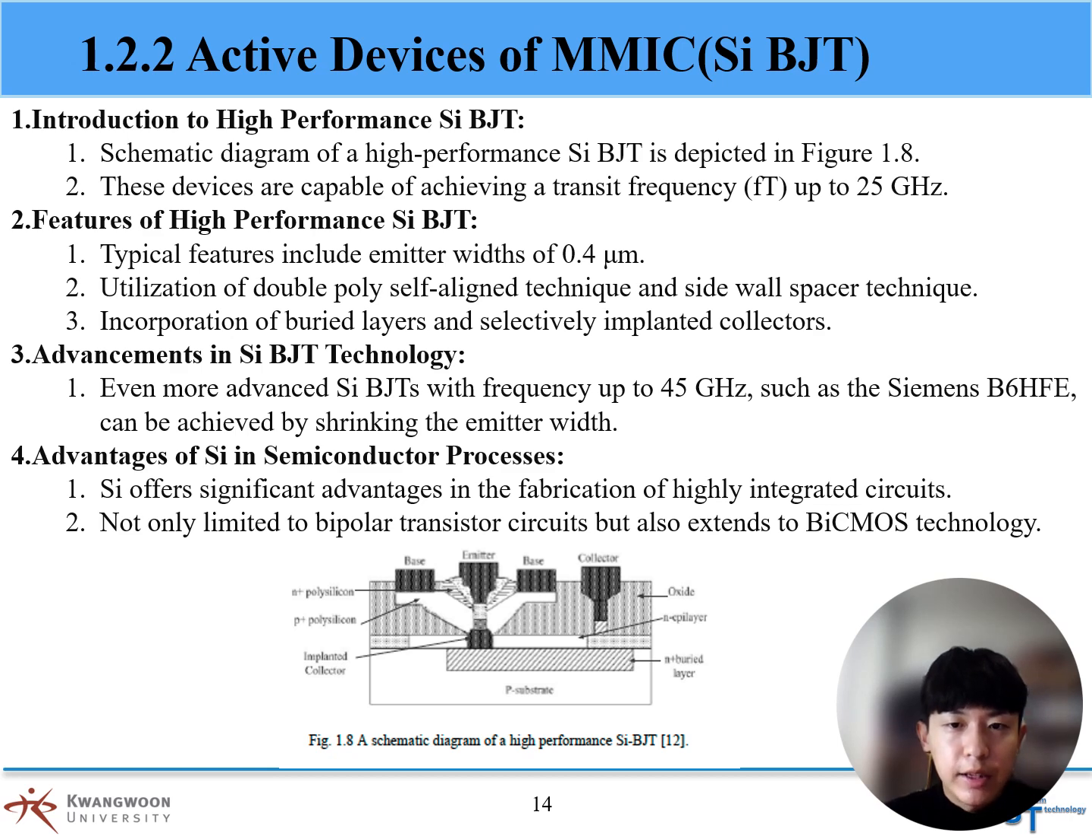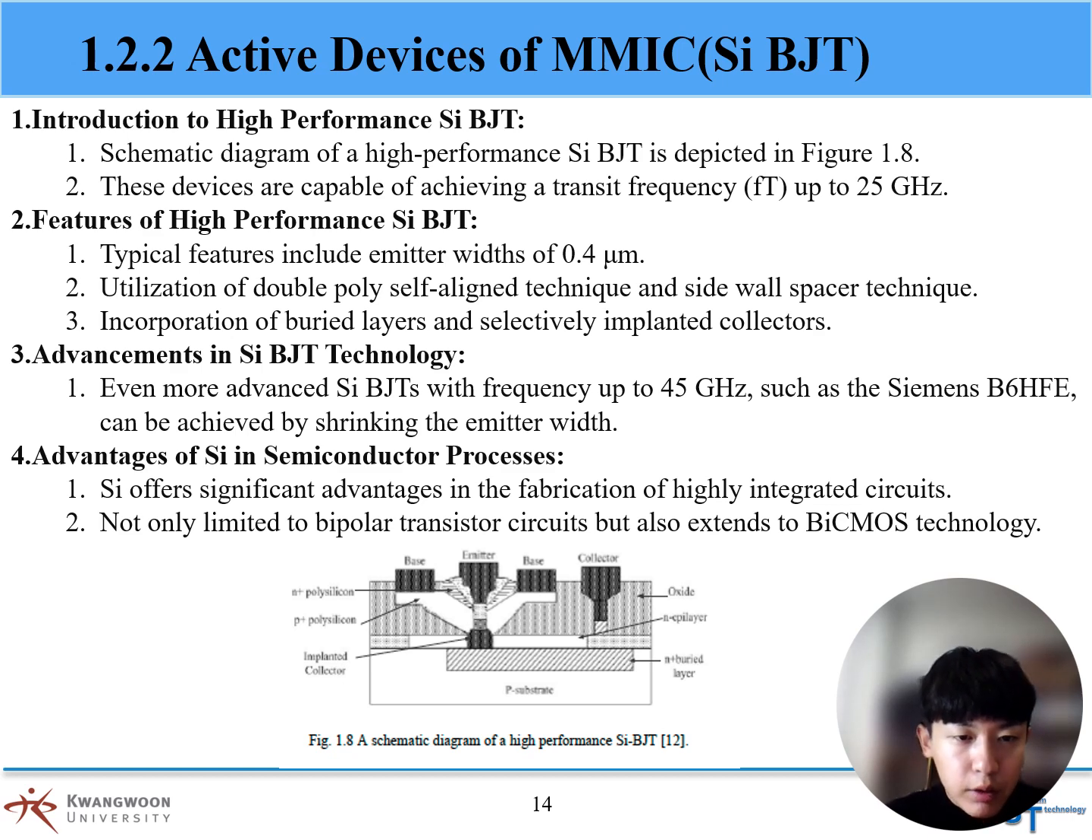This part is the CBJT. The schematic diagram of CBJT is shown in the figure. These devices are capable of achieving a transmit frequency up to 25 GHz. The typical features include emitter width of 0.4 μm and utilization of double poly self-aligned technique and sidewall spacer technique, and incorporation of buried layers and selectively implanted collectors.